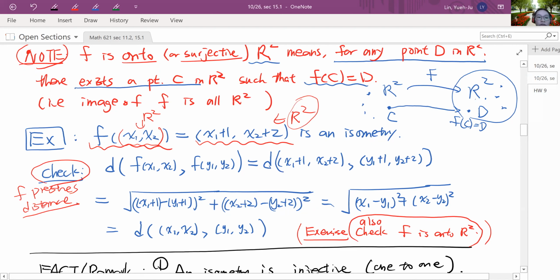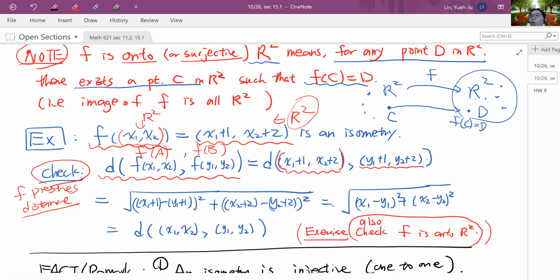Now first, what's the distance between f of x1, x2 and f of y1, y2? You can think of it as f of a and f of b. Those are two points, and you want to find the distance. So you're asking about the distance between the points x1 plus 1 and x2 plus 2, and another point, y1 plus 1 and y2 plus 2. Think about it: you're in R2, you have two points with two coordinates. How do you calculate the distance between those? You use the usual distance between two points in the plane, right?